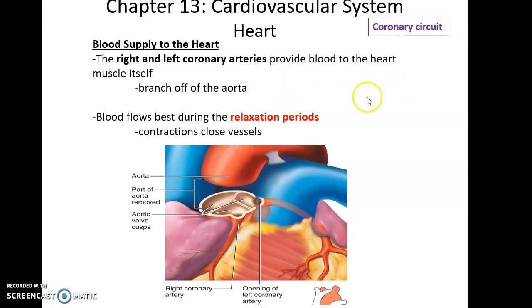So it turns out that blood flows best through the coronary arteries when the heart is relaxed. Apparently, when the heart is contracting, it actually closes the vessels. The vessels get squished, as it were, and do not have the space for blood. So only when the heart is relaxed is blood flowing to and from it.